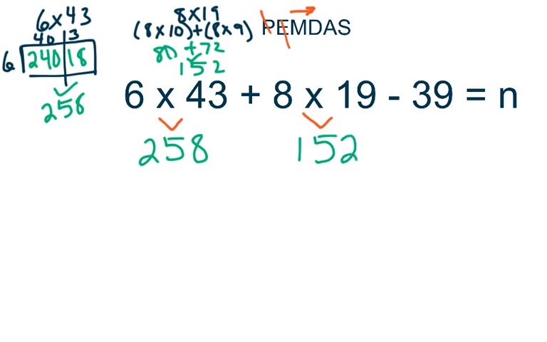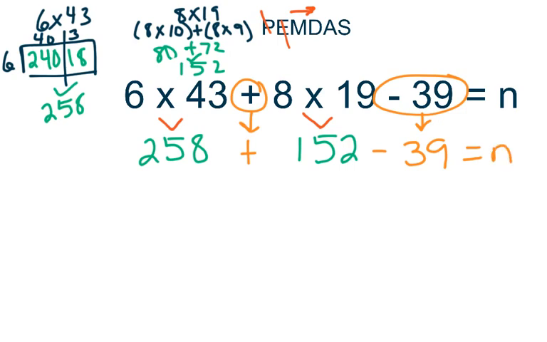Now I need to figure out what I need to bring down. I see an addition sign here. I need to bring that down between my two products. And then I have my subtraction sign and my 39, which I'm going to bring down. And then it's going to equal my n. So I'm going to go ahead and bring that down as well.